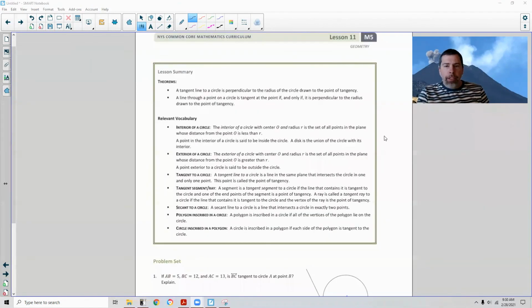Okay, page 3 brings us to a welcomed short lesson. Review the lesson summary, 2 theorems and some relevant vocabulary, and go do your problem set.